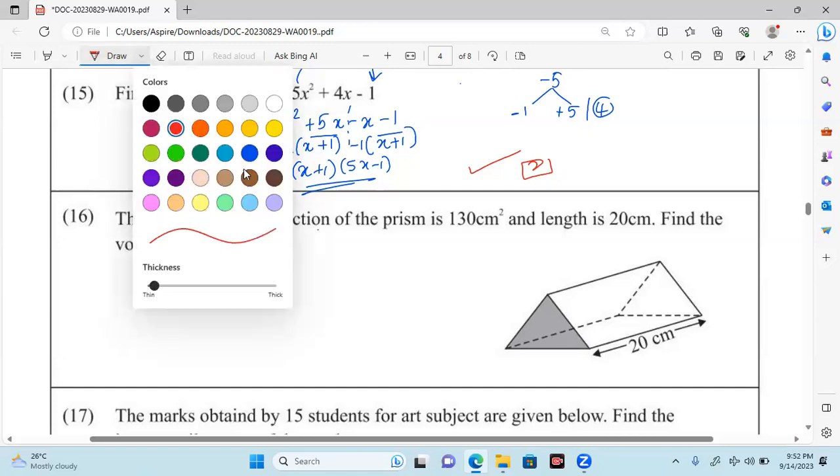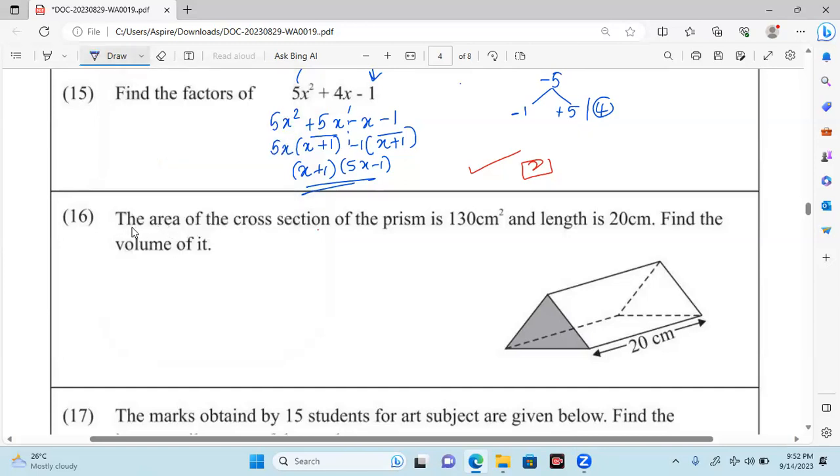Shall we move to the 16th one? Look at the area of the cross section of the prism is 130 square centimeters. And the length is 20 centimeters. Find the volume of it. Volume of a triangular prism is given by what? Cross-sectional area times its length. Okay.